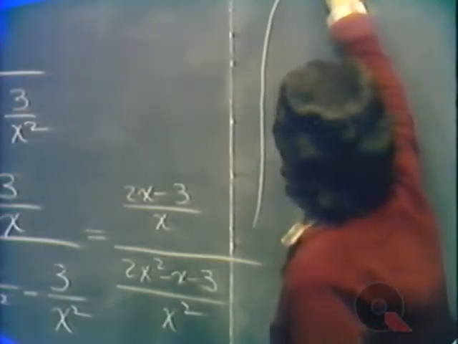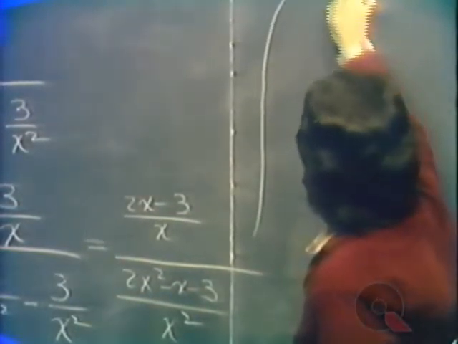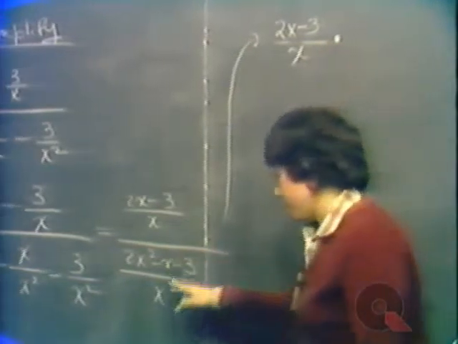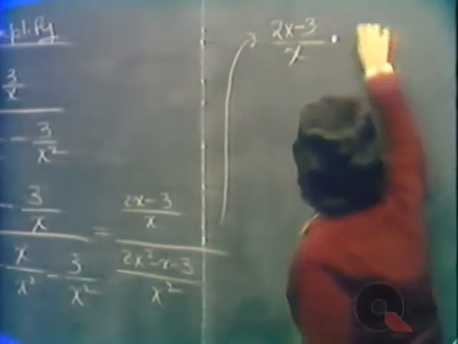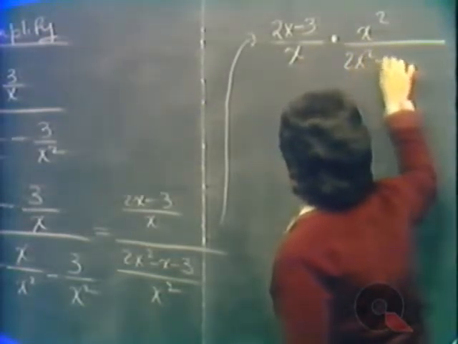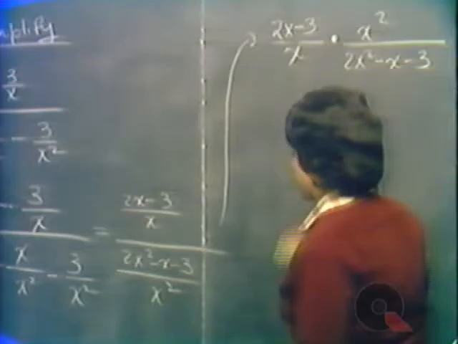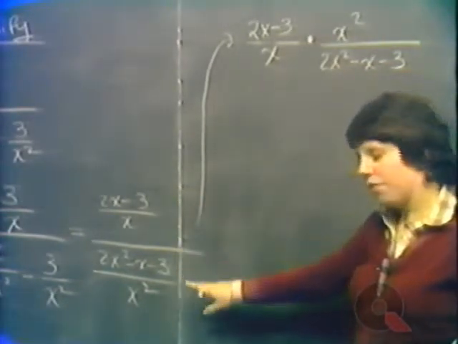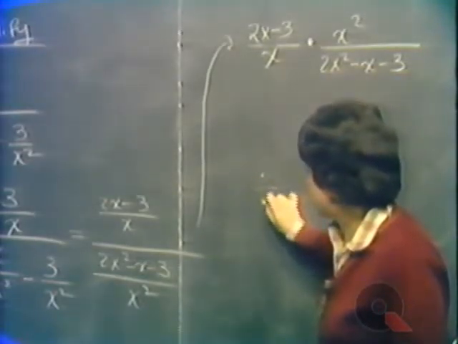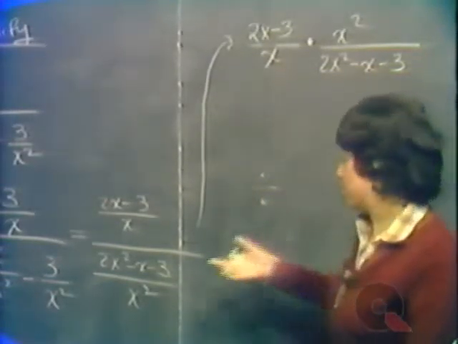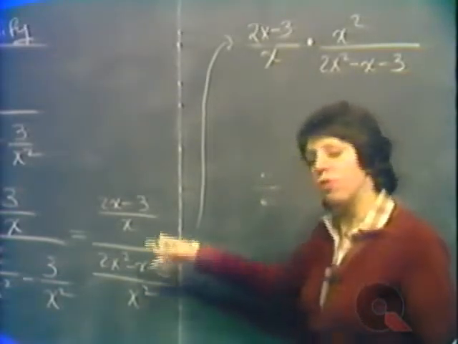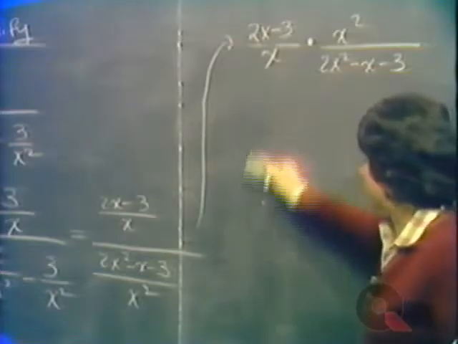Continuing this over here, we have 2x minus 3 over x. Instead of dividing by this fraction, we now invert and multiply by the one downstairs, giving us x squared over 2x squared minus x minus 3. This fraction divided by this fraction, it doesn't matter if we have it with the slash or with the division symbol like that, the way we had earlier. It still means we invert and multiply by the second fraction. And that's exactly what we've done here.